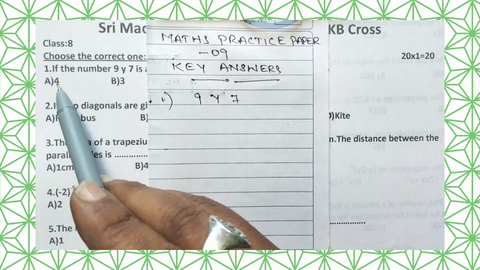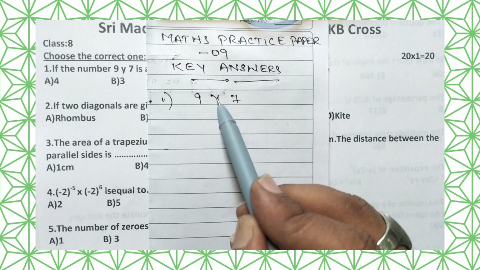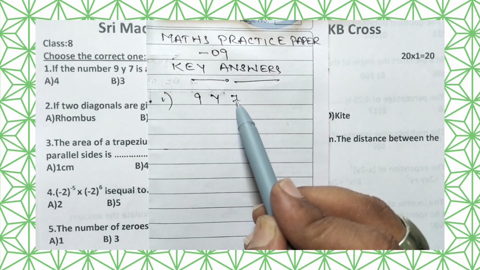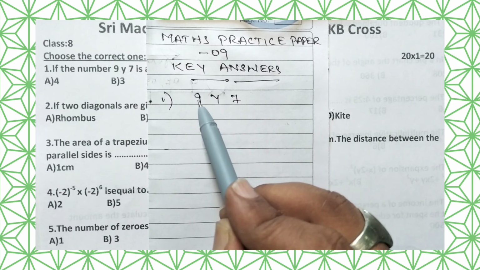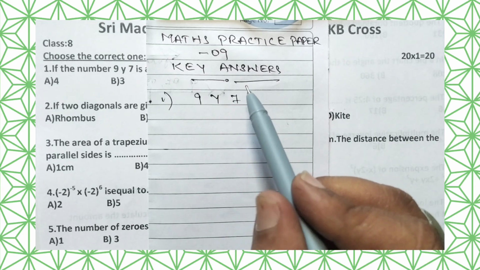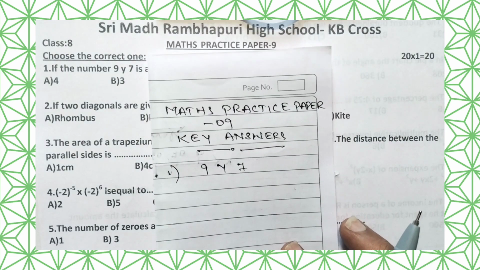If we put 4, 9 + 4 is 13, 13 + 7 is 20. So 20 is not a multiple of 3. Next, option B, if we put 3, 9 + 3 is 12, 12 + 7 is 19. So 19 is also not a multiple of 3.